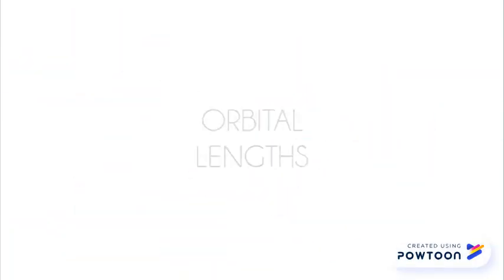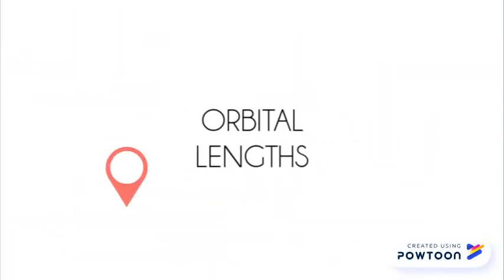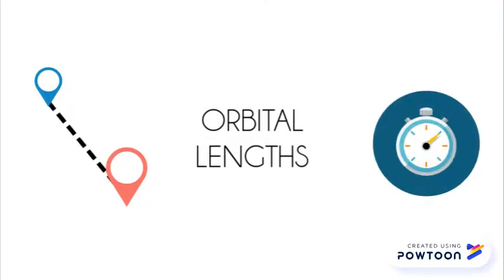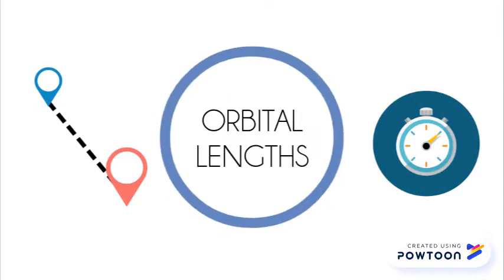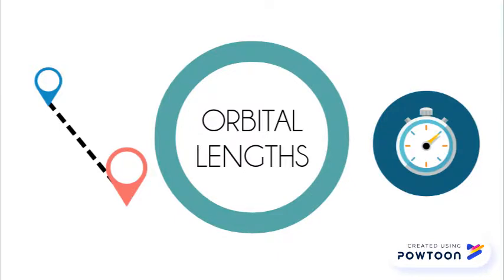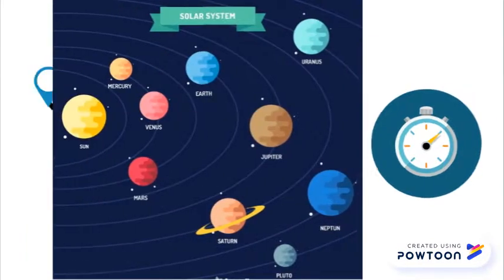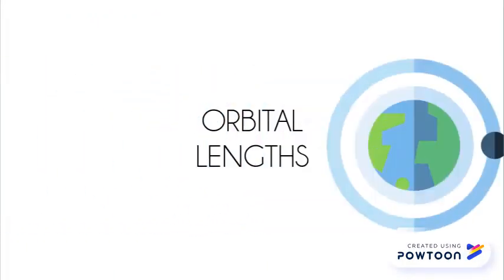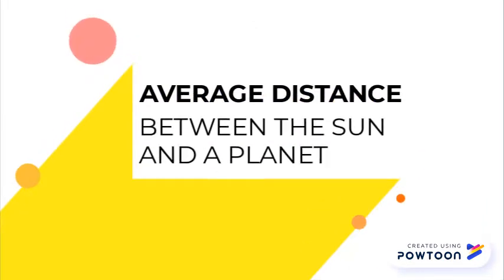Let's start off with orbital lengths. So, orbital lengths are measures of distance and time in relation to an astronomical object's orbit around a star or a planet. For example, the Earth's orbit around the Sun or the Moon's orbit around the Earth. Orbital lengths include the average distance between a planet and the Sun.